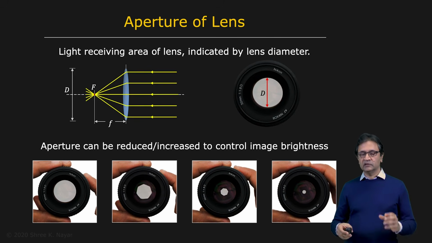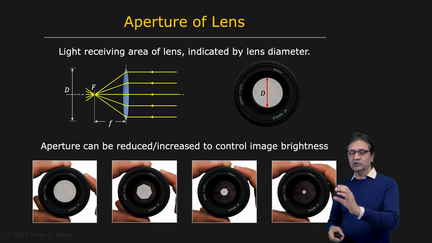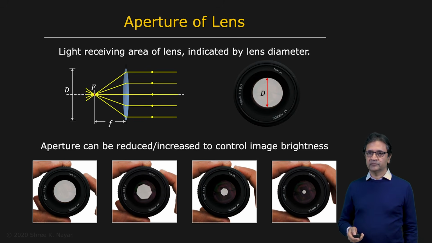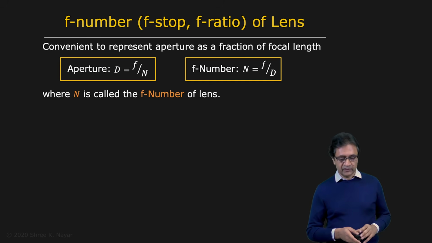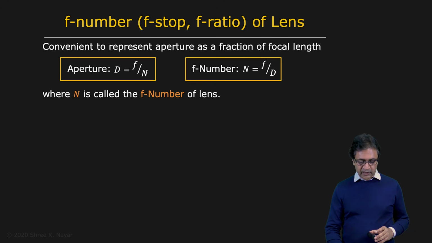So from left to right, we're going from an open aperture to a closed aperture. And it's convenient to express the aperture diameter of a lens as a fraction of the focal length of the lens, and that's called the f number. So you can define the diameter of the aperture as f divided by n, where n is the f number of the lens. And f, of course, is the focal length.